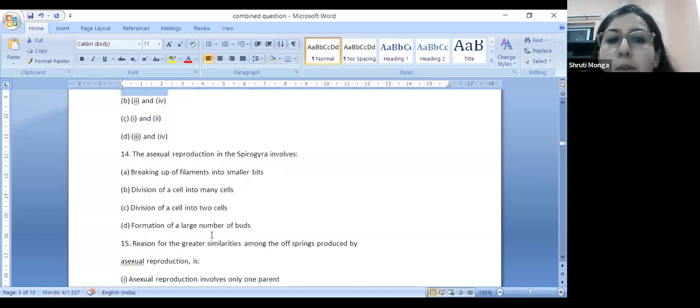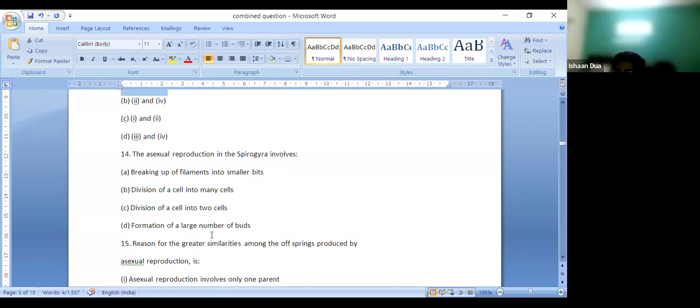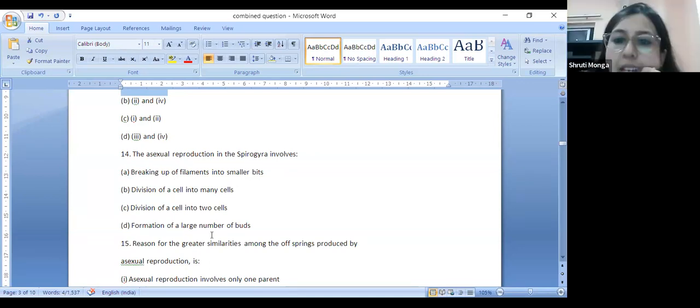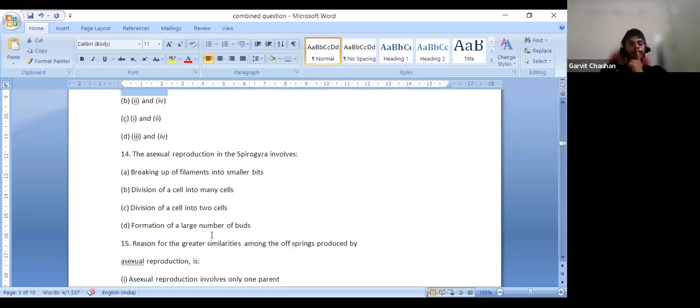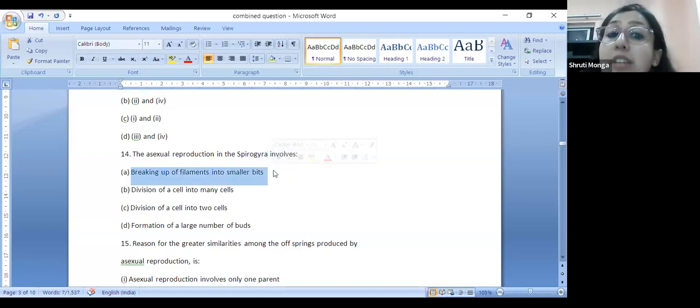Now question number 14. The asexual reproduction in the Spirogyra involves... Yes, Jivtesh. Option C. Ma'am, I think it's option A. Okay. Ishan says A, and Garvit? Ma'am, A only. It is option A. Breaking up of filaments into smaller bits.